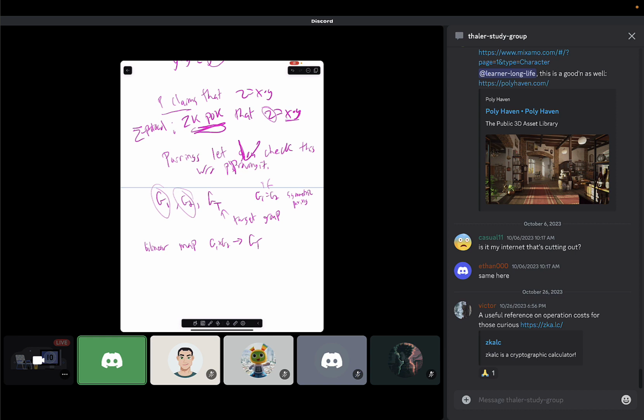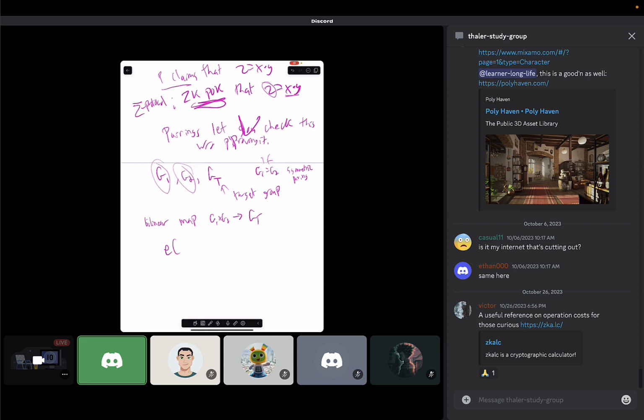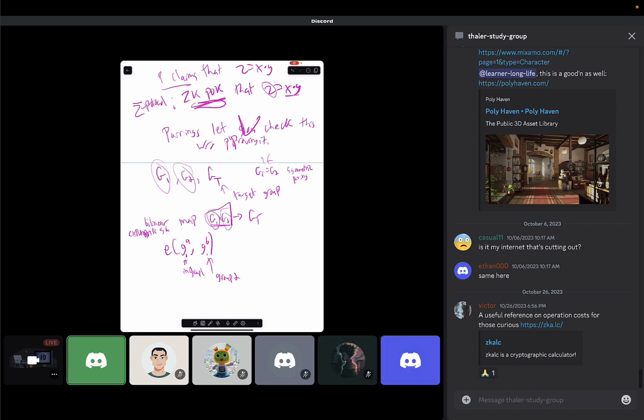And what bilinear means is the following. For any exponents A and B, the map is bilinear if E of G to the A, comma G to the B. Sorry, if you have two different groups, then this G should be an element of group 1, and this G should be an element of group 2, because the bilinear map takes one element of group 1 and one element of group 2. But for symmetric pairing, I would write G and G here rather than G1 and G2. So E of G1 to the A, comma G2 to the B equals E of G1, comma G2 raised to the power A times B.